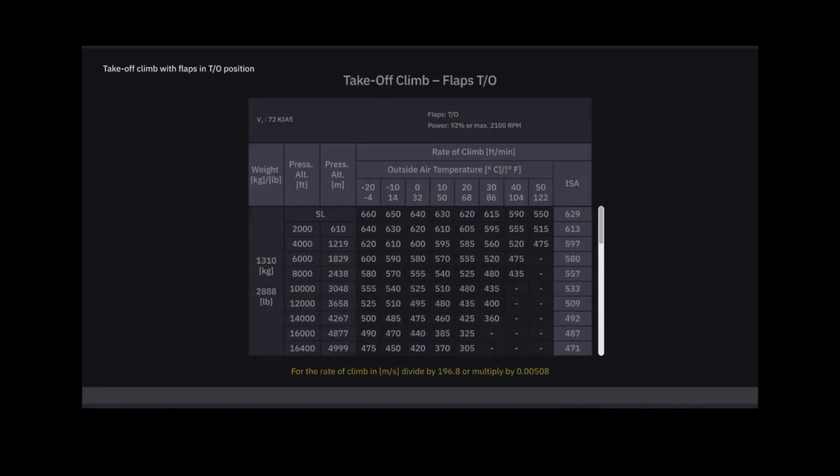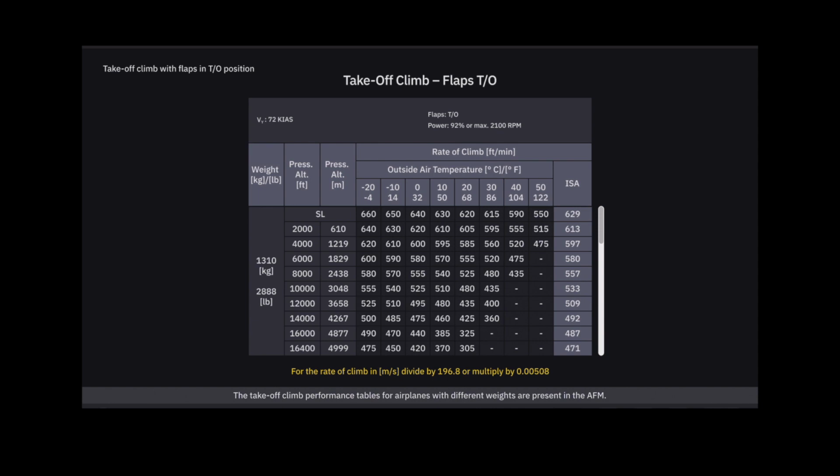Climb performance. The takeoff climb performance tables for airplanes with different weights are present in the airplane flight manual. By knowing the outside air temperature, flight mass, and pressure altitude, the rate of climb can be determined.